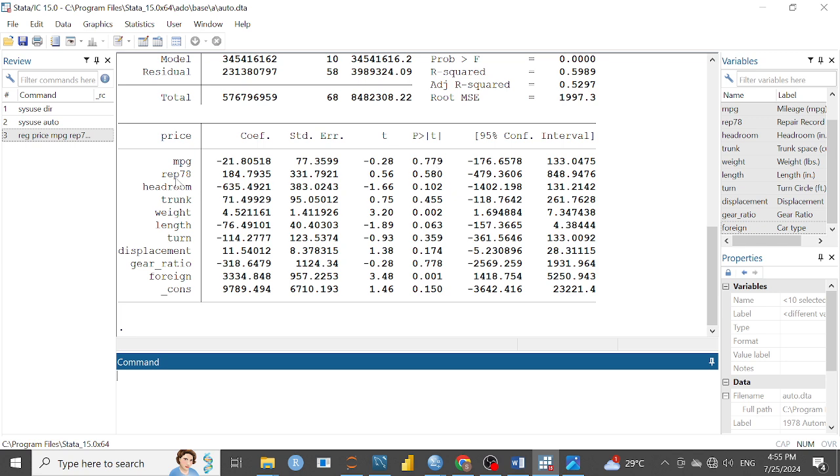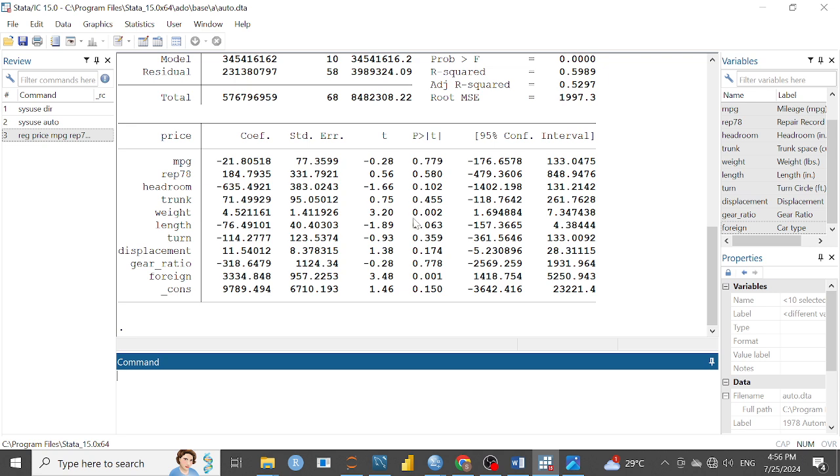Now the same thing with this. For each unit increase in the repair record, about 184.79 units, it's going to increase by 184.79 units because it doesn't have a negative sign. So anywhere we see negative, it's going to reduce. Whenever I see positive, it's going to increase. At the same time, looking at the p-value, it is still not up to 0.05, so it's not significant. Now the same thing goes with all of the remaining ones.